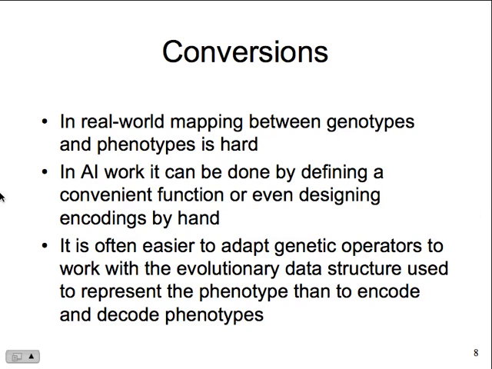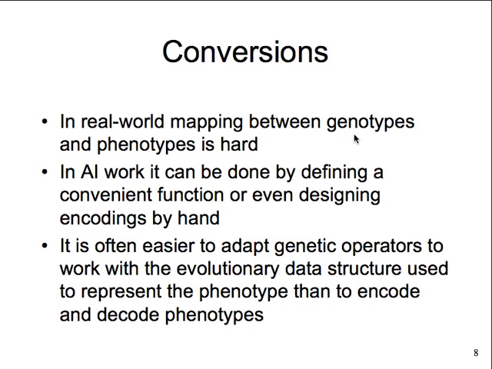So in the real world, this would be mapping between the genotypes and the phenotypes, which is kind of a hard thing to do. Taking the physical characteristics and the gene characteristics and mapping it so that you can put a quantitative number or a label on the characteristics and the associations. So in AI, the work is done by defining convenient functions or even designing and coding by hand to translate what we're trying to measure with the physical and the genetic properties that we're looking at. So it's kind of made up.